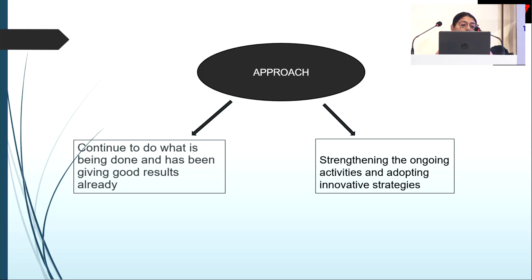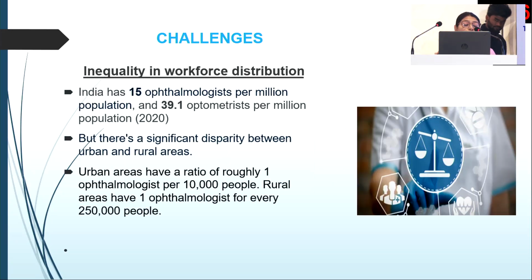So there are two ways. Either we continue to do what is being done and has been giving good results, and second, we strengthen the ongoing activities and adopt innovative strategies. There are certain challenges also. The first and foremost and the biggest, according to me, is the inequality in the workforce distribution.